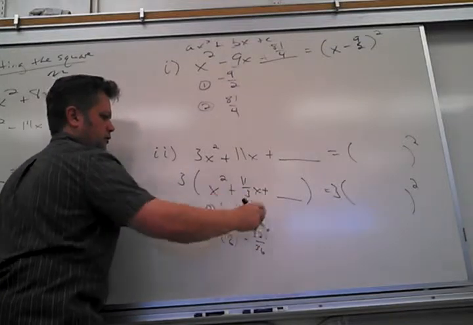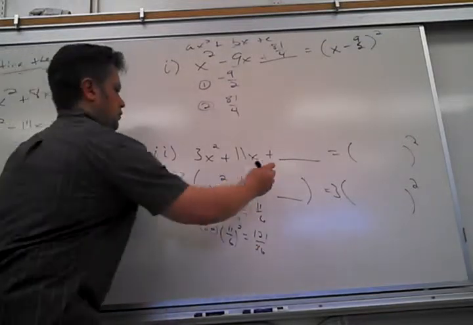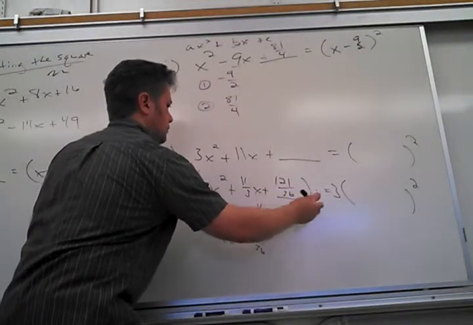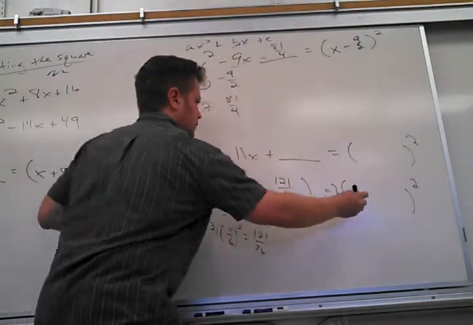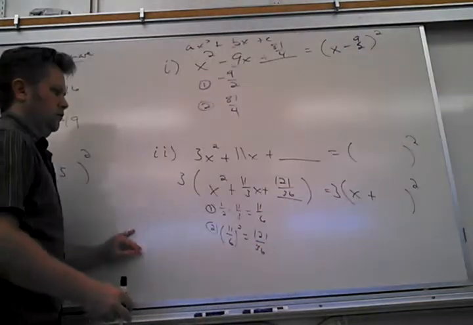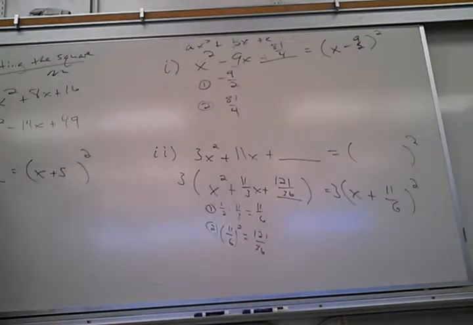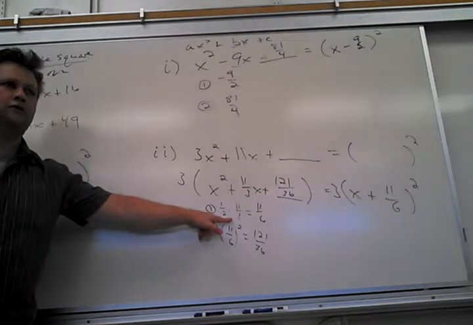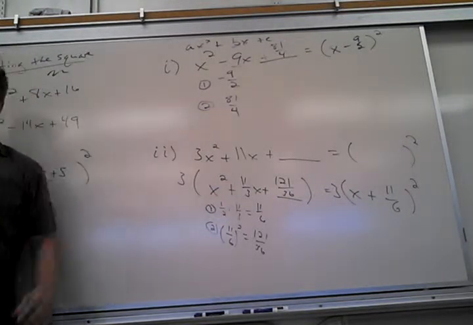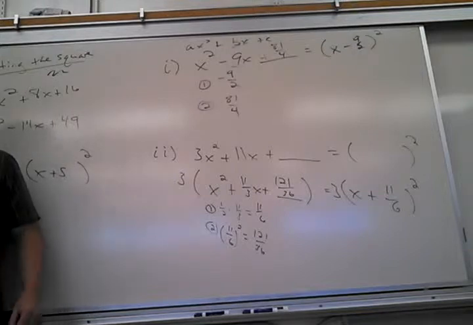So what do I put here? 121 over 36. So how do I factor it? x plus 11 over 6. I love it. I don't care how ugly I make the number in the middle, it's always straightforward. You barely need any thought, besides just doing this right and then squaring correctly.